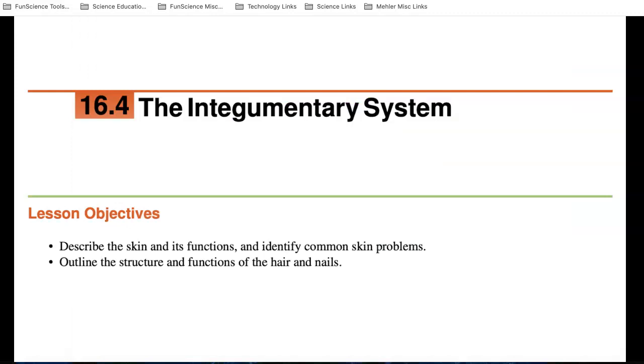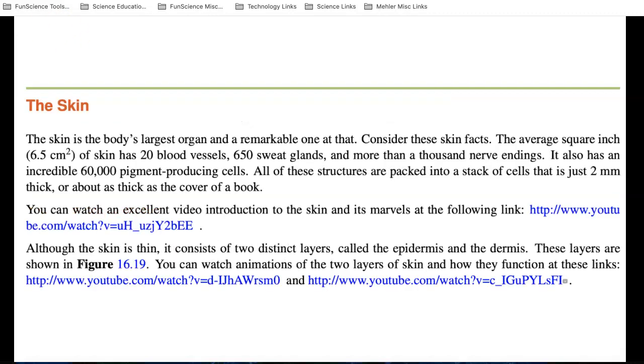Okay, let's take a look at the integumentary system, which is our skin. So we'd like to describe skin and its functions and identify some common skin problems, outline the structure and function of hair and nails. The skin's the body's largest organ, and as your text says, it's really incredibly remarkable.